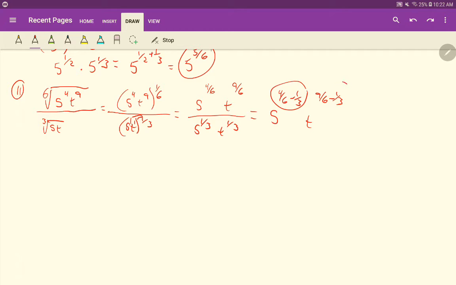And now we just simplify that fraction arithmetic. Again, use your graphing calculator if you want to help you, or you can just convert. 1/3 is the same thing as 2/6, and so when we subtract, 4/6 take away 2/6 is going to give us 2/6ths, and 9/6 take away 2/6 is 7/6ths. And then that fraction right there can simplify, so we'll go ahead and make it s to the 1/3 t to the 7/6. And there's our final answer.